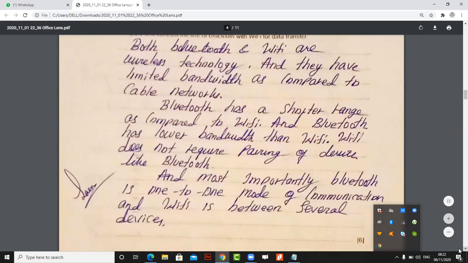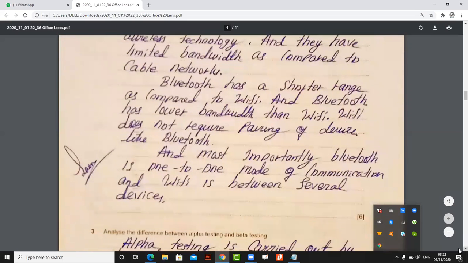And Bluetooth has lower bandwidth than Wi-Fi. Wi-Fi does not require pairing of devices. Bluetooth does. You also know that. Most importantly, Bluetooth is one-to-one mode of communication, and Wi-Fi is between several devices. I think so. You're also aware of this. So this wasn't a tough question, was it? Hannah? No. This wasn't a tough question.